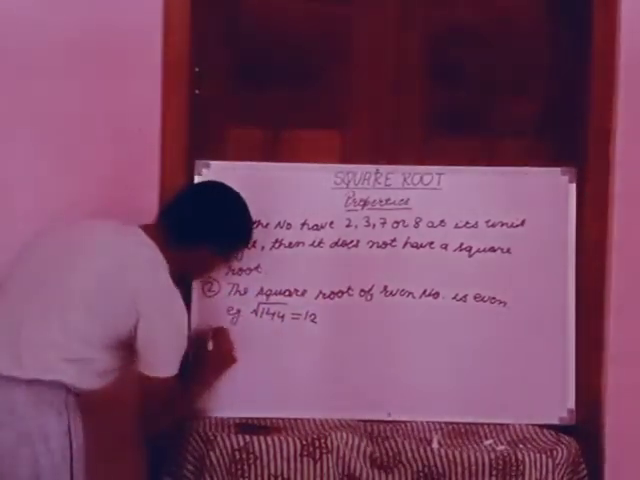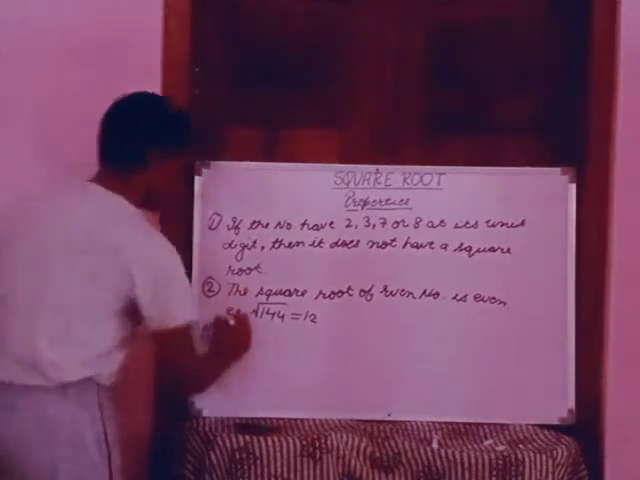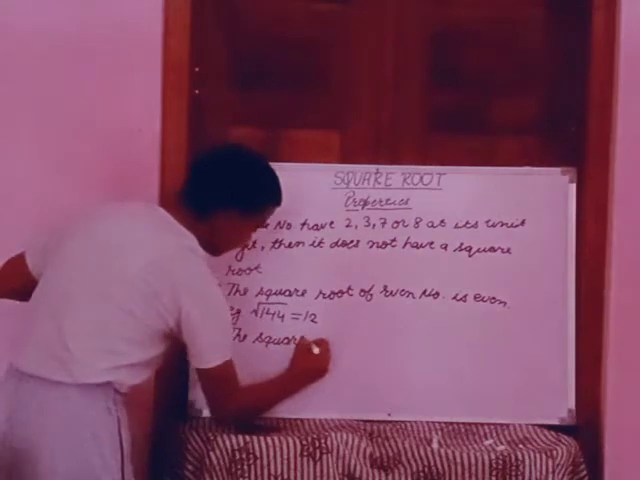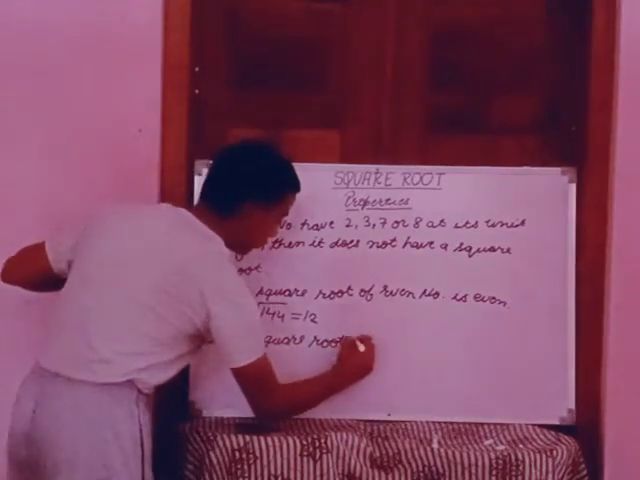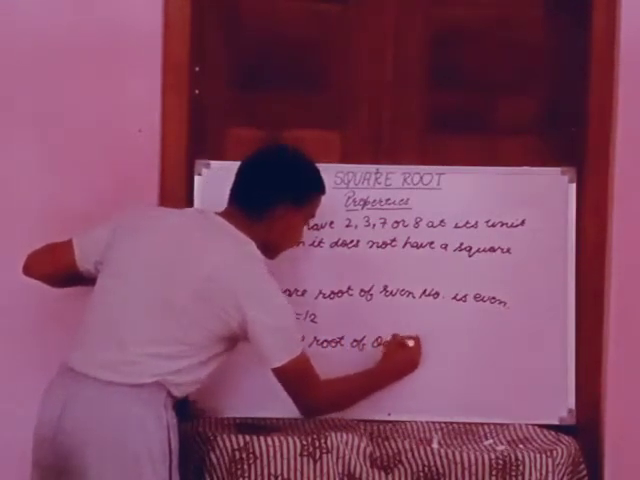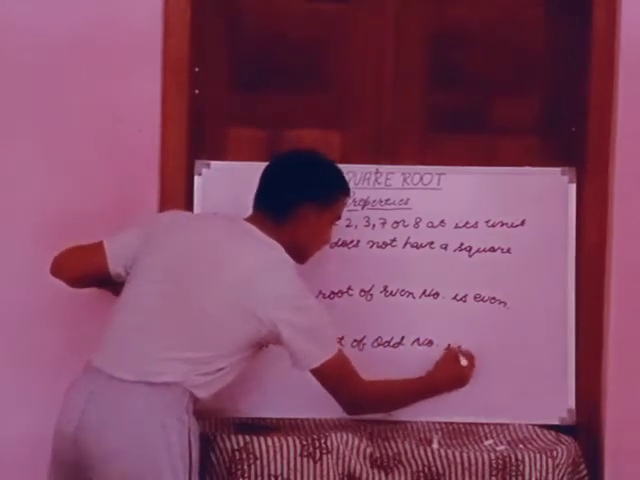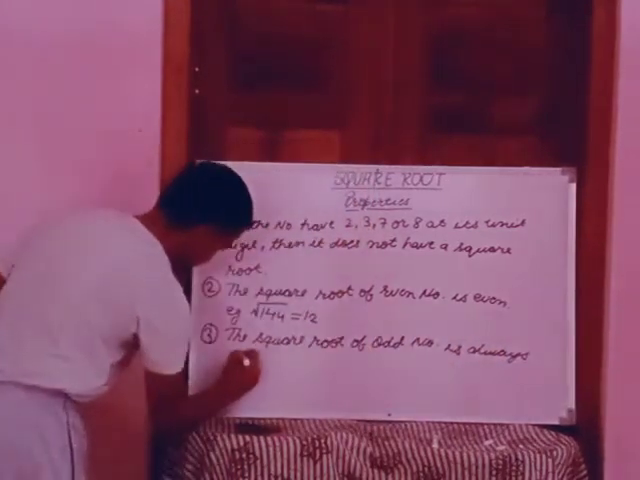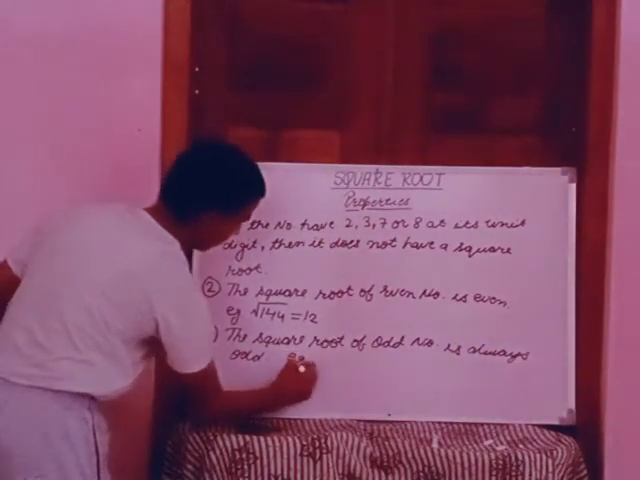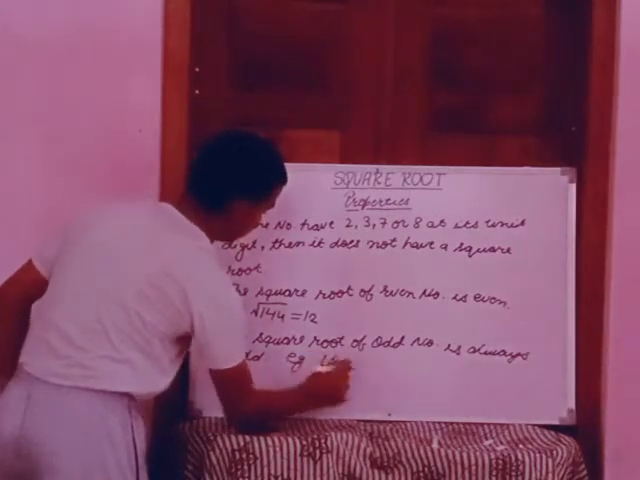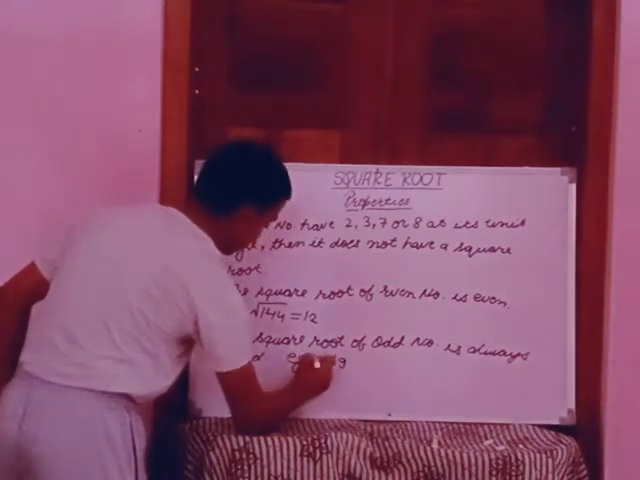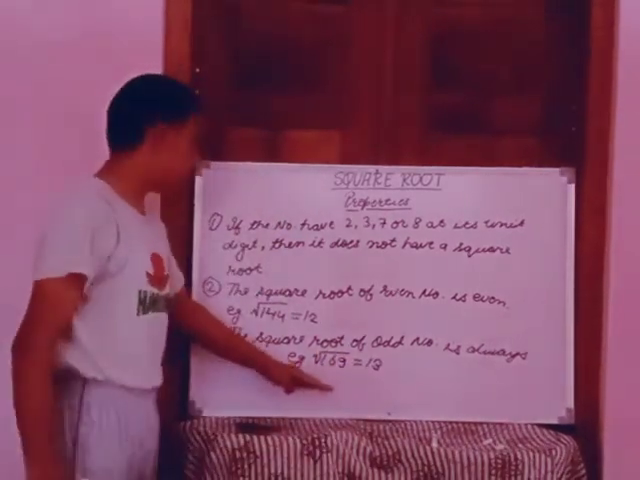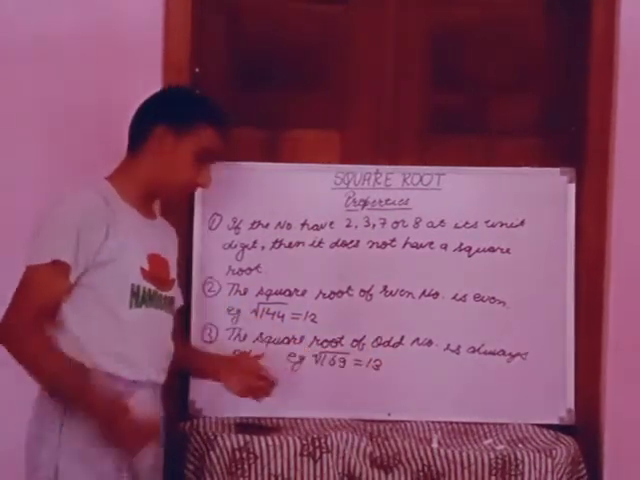Now let's move to the third property. The third property says the square root of an odd number is always odd. Like for example 169. Here 169 is itself an odd number and 13 is also an odd number.